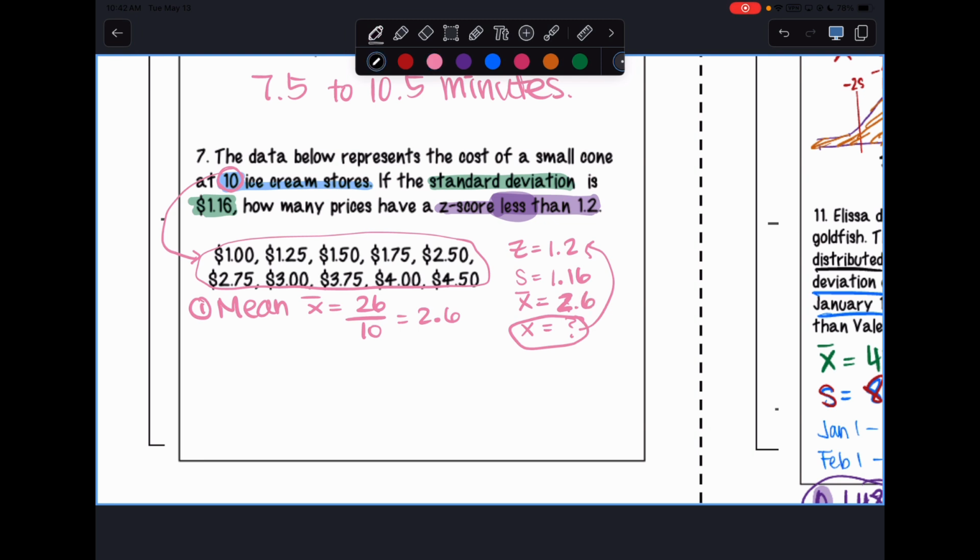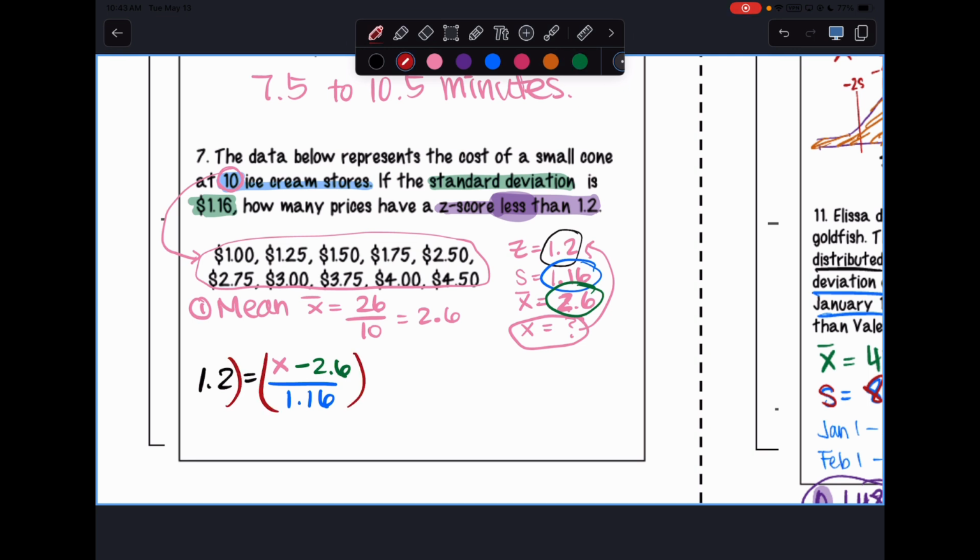Let's put it together. Z-score is 1.2 equals x minus the mean over the standard deviation. X is unknown. That's what we're trying to solve for. Standard deviation is 1.16, and I should subtract the x by the 2.6 we found by adding all the values of the stores' prices for a small cone and dividing it by 10. Okay? What do I do first?